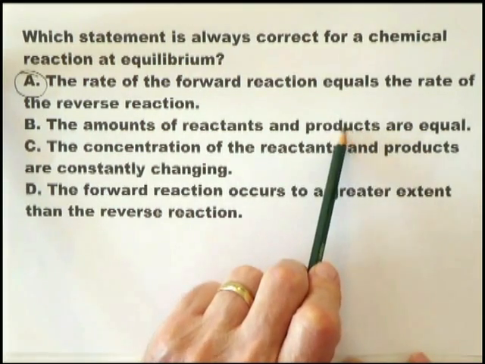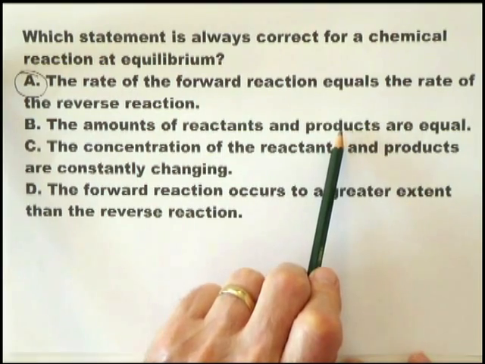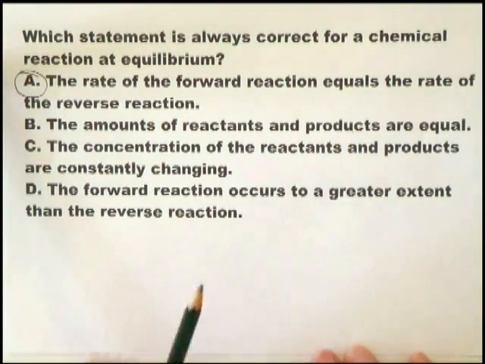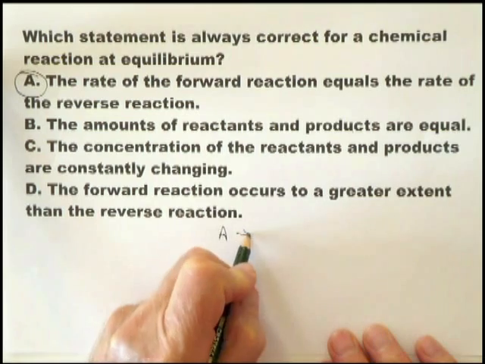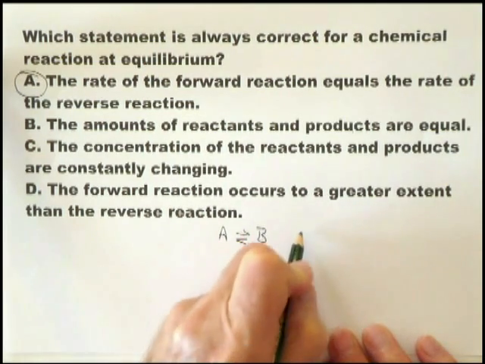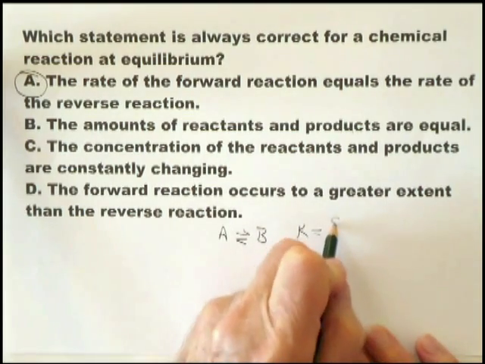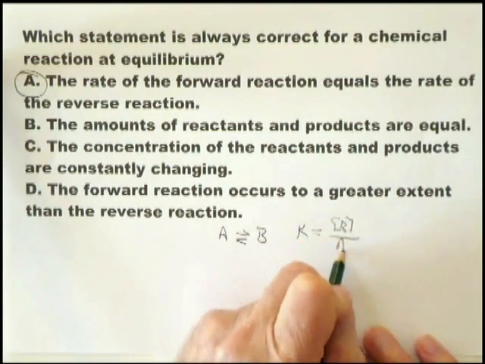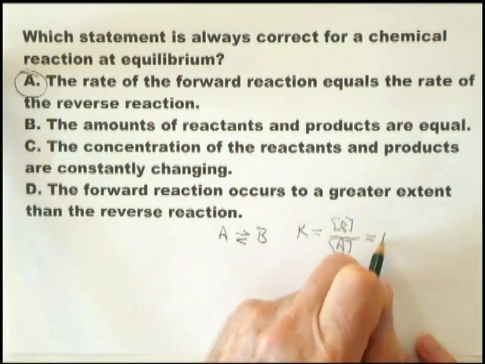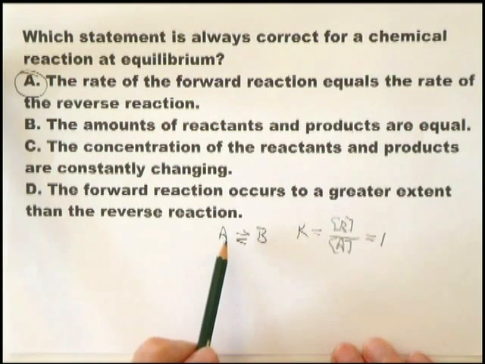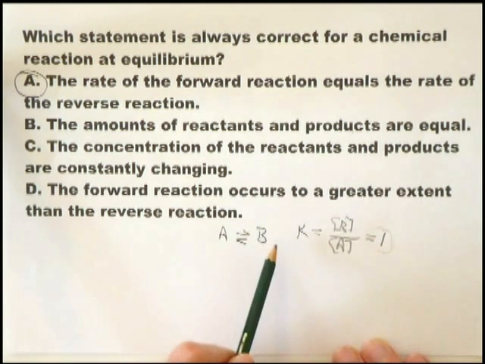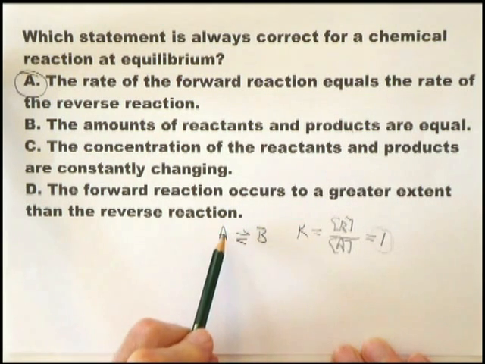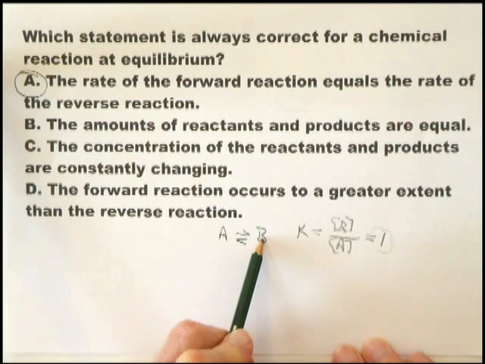No, they never are. This is a very strange one. Many students seem to think that they can be equal. The only time they would be equal would be in an equation like this one. A goes to B, where K equals the concentration of B over the concentration of A, and it equals 1. That is a specific example of the equilibrium constant. That would be the only occasion where at all times the amounts of reactants and products are equal.